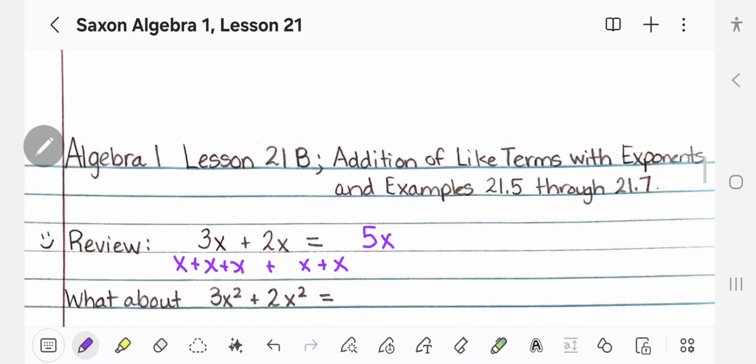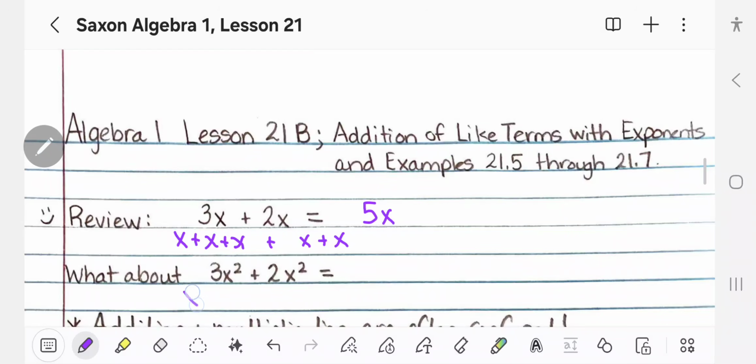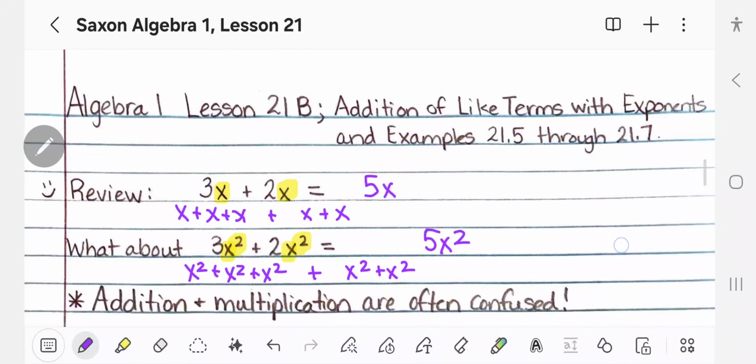What would you do with 3x squared plus 2x squared? Well, let's write that out. X squared plus x squared plus x squared. That's the 3x squareds. Now let's add 2 more x squareds. And that would be a total of 5x squareds. So in this lesson, they're going to show you that your like terms have to have the same variable raised to the same exponent. So x squared and x squared are like terms, just like x and x are like terms.